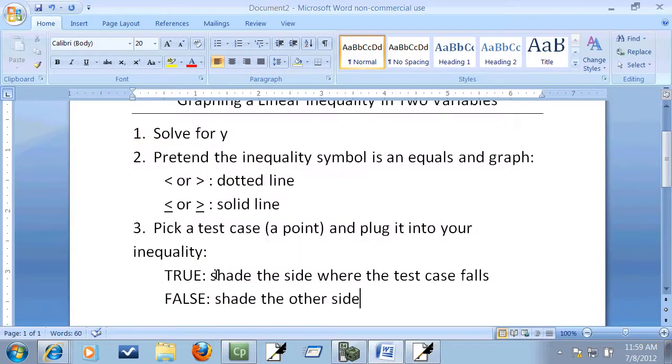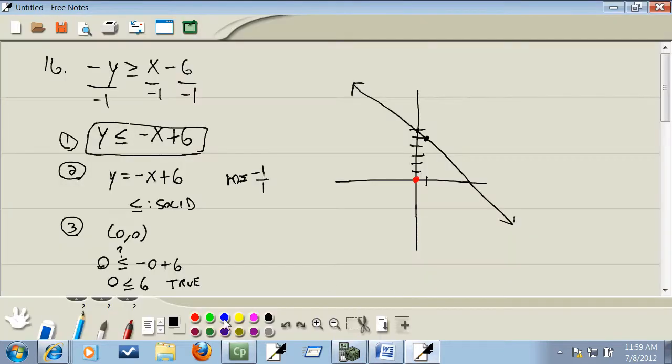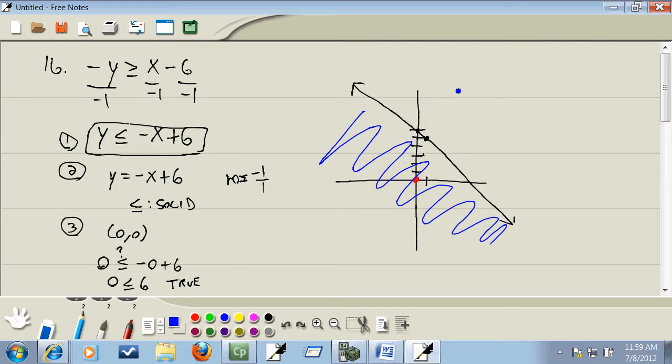So if I come over here to my steps, I said if it's true, shade where the test case falls. So since we came up with something that was true, then I'm going to shade the side where the test case falls, this side. Now if this had been false, like I'd come up with 7 is less than 6, then I would have shaded the other side.